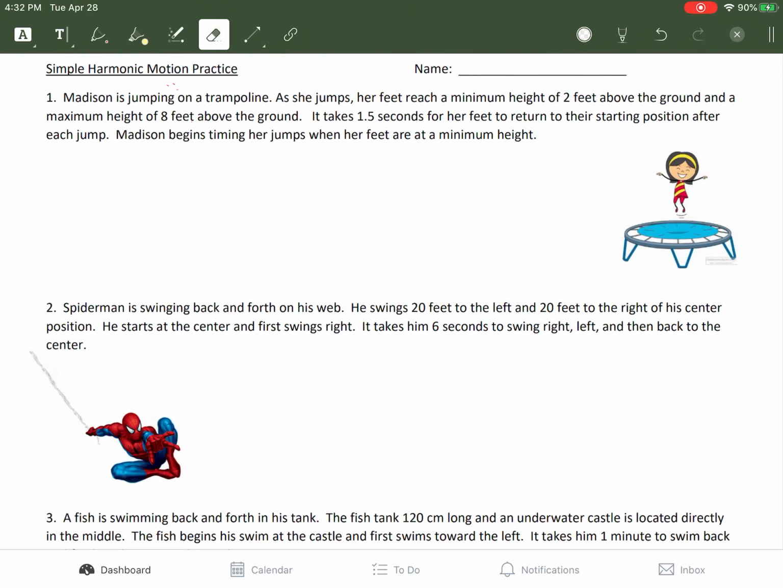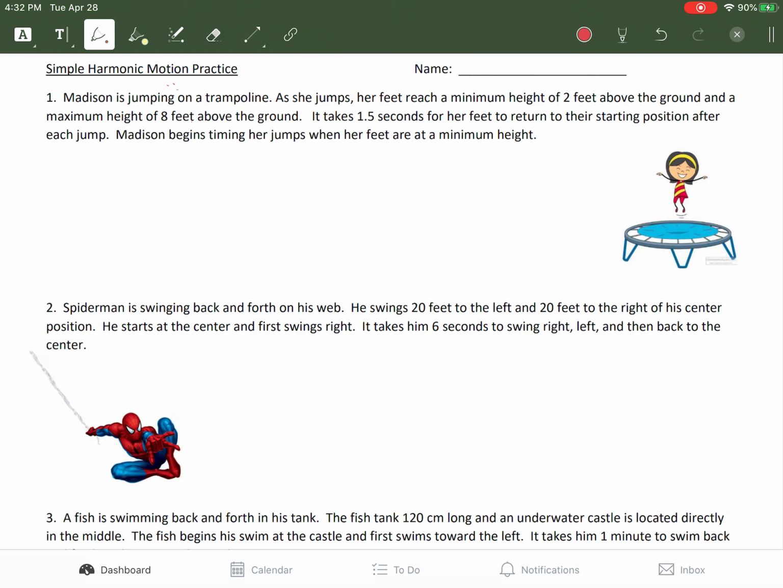So here is simple harmonic motion practice. What we're going to do is show you some examples of real-world applications and see how we can model those situations using either sine or cosine. Okay, so there's some important stuff to look at when we're reading this problem.